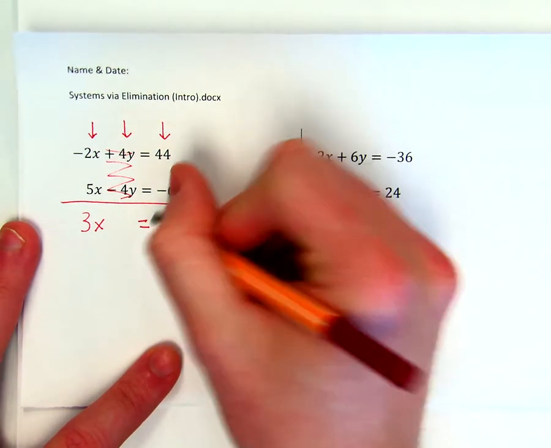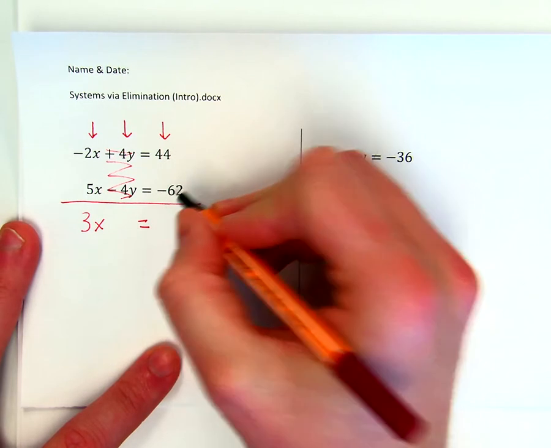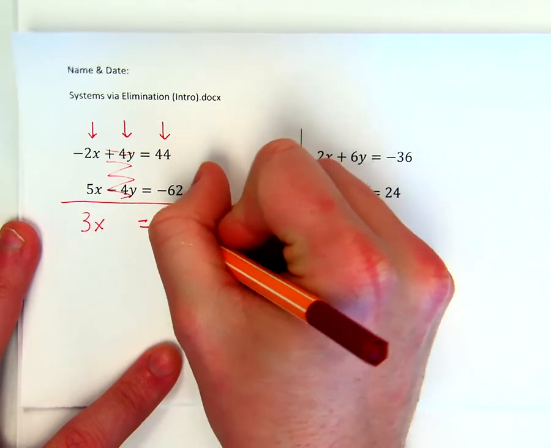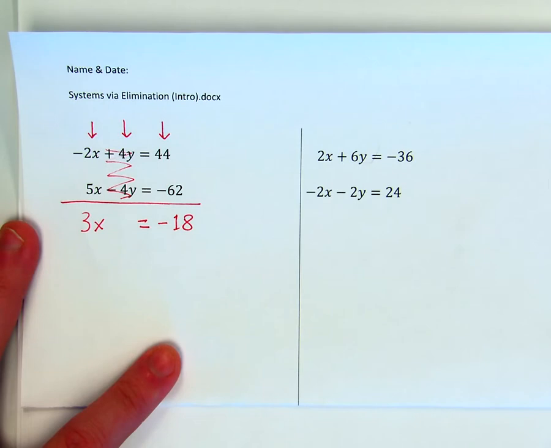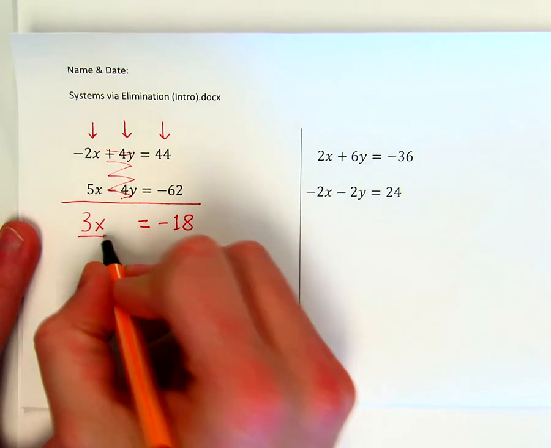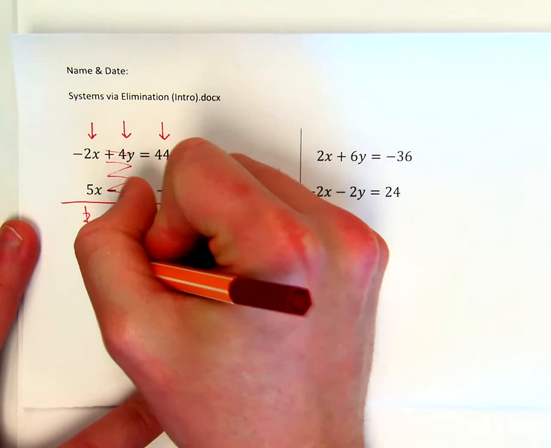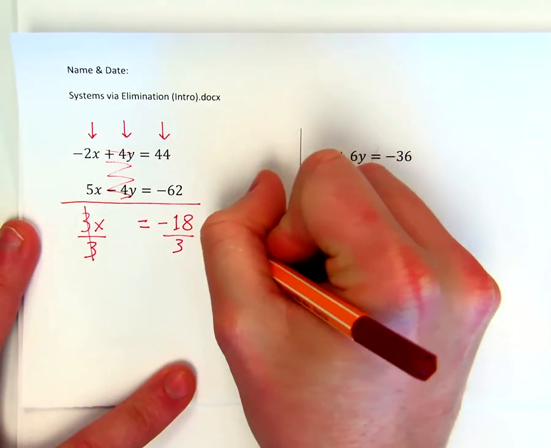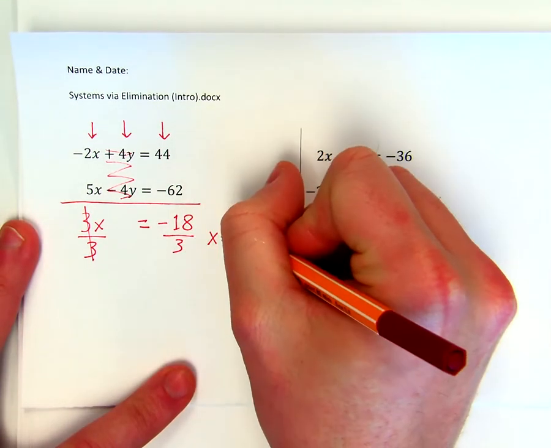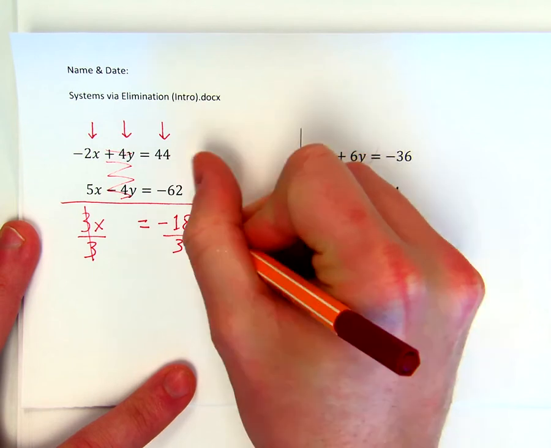To finish combining, negative 44 minus 62 is negative 18. At this point, we have a one-step algebra equation. 3x equals negative 18. To solve this equation, we undo a times 3 with a divide 3, and we find that x equals negative 18 divided by 3, which is negative 6.